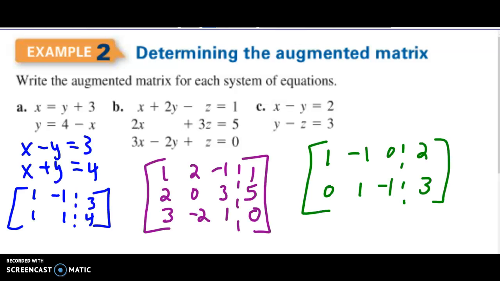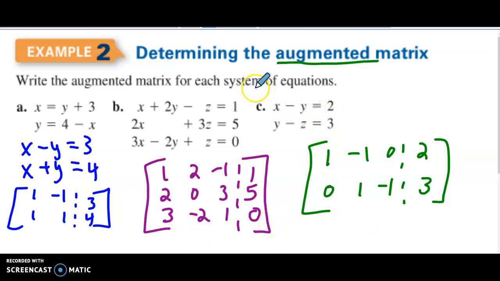Okay, hopefully you paused me, and let's see if you got the same thing I got. I had to rearrange and subtract y over here and add x over here and make sure my x's and y's are lined up. So my matrix is 1, negative 1, 3, 1, 1, 4, my augmented matrix. This one, I have some gaps, so I have to fill in with zeros. 1x, 2y, negative 1z equals 1. 2x, 0y's, 3z equals 5, etc.